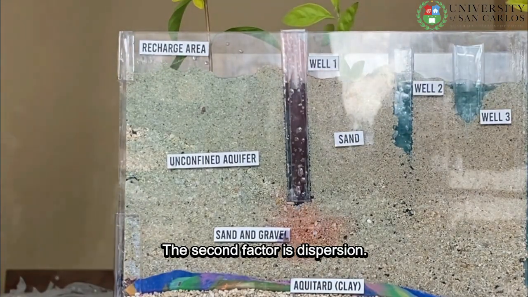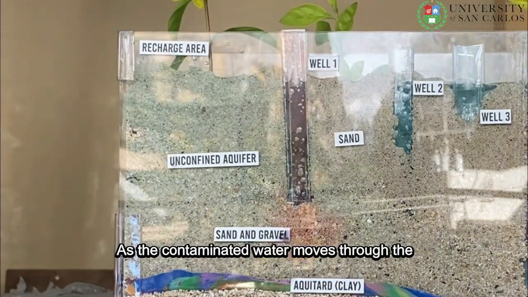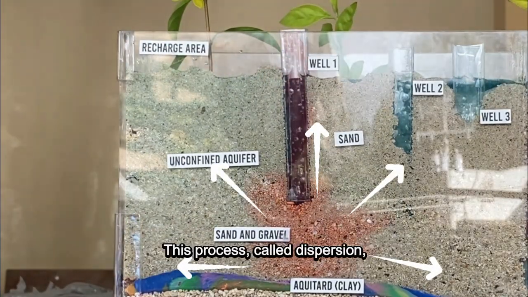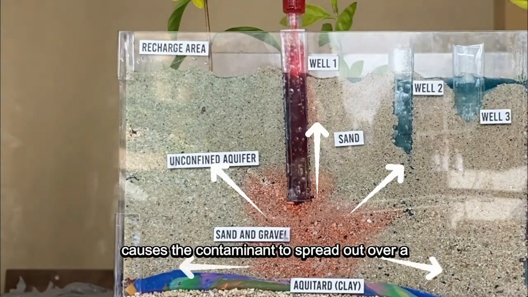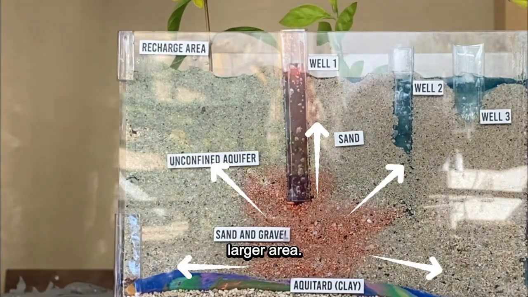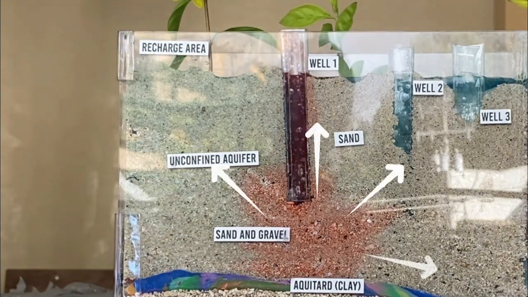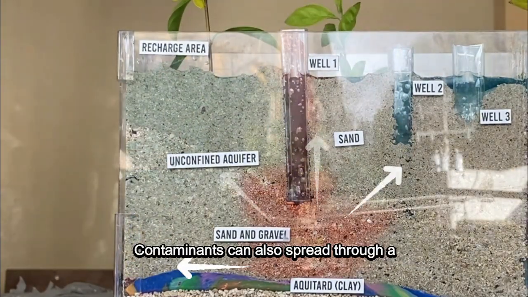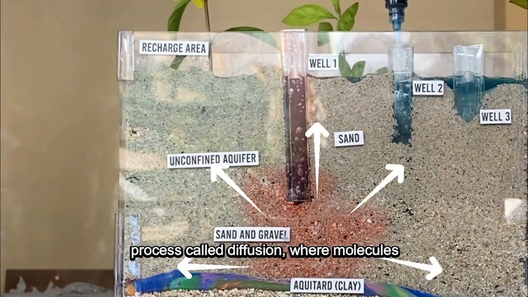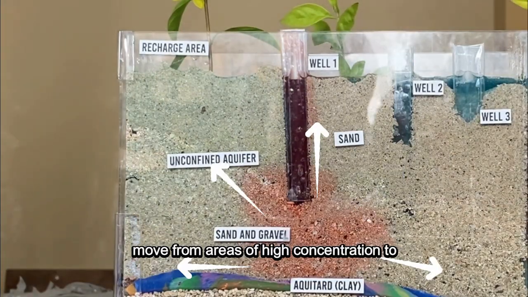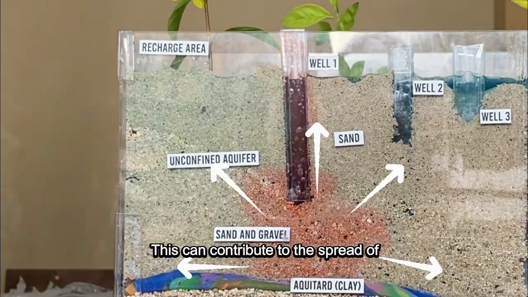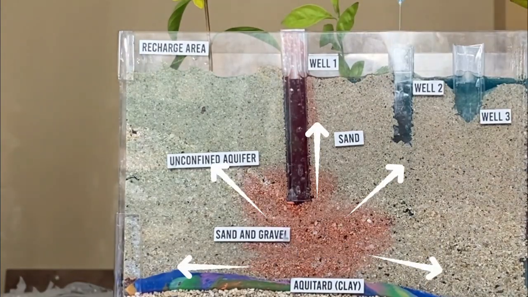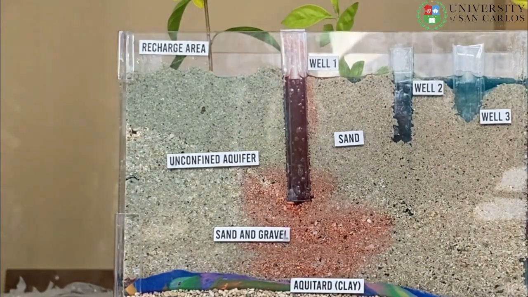The second factor is dispersion. As the contaminated water moves through the soil, it mixes with the surrounding clean water. This process, called dispersion, causes the contaminant to spread out over a larger area. The third factor is diffusion. Contaminants can also spread through a process called diffusion, where molecules move from areas of high concentration to areas of low concentration. This can contribute to the spread of contamination, especially over longer distances.